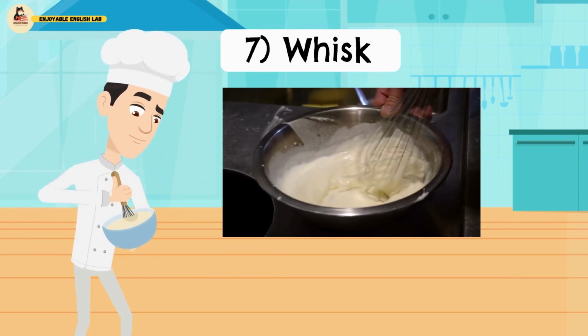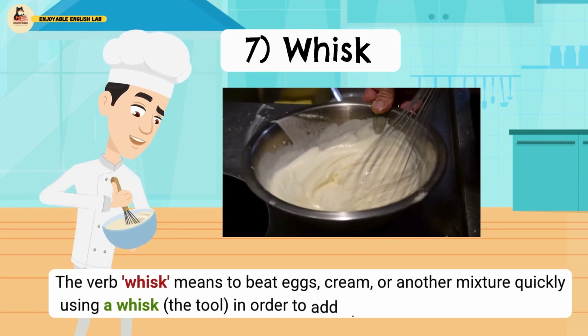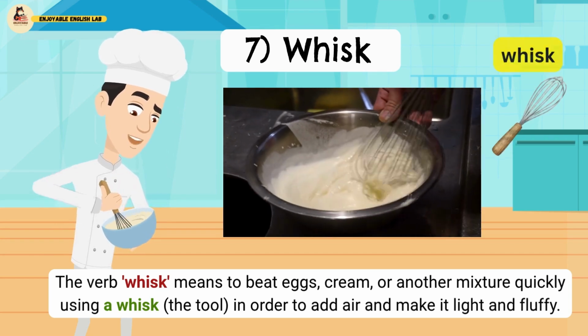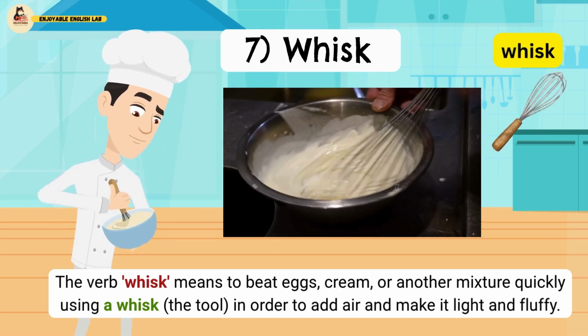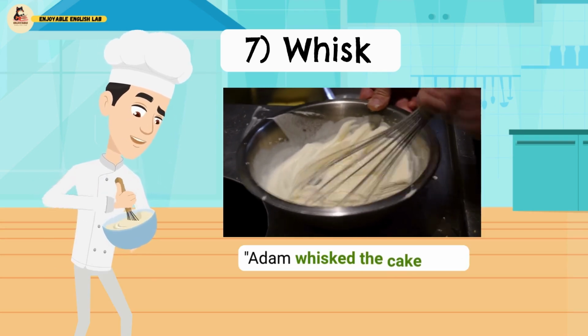Whisk. The verb whisk means to beat eggs, cream, or another mixture quickly using a whisk in order to add air and make it light and fluffy. For example, Adam whisked the cake mix.